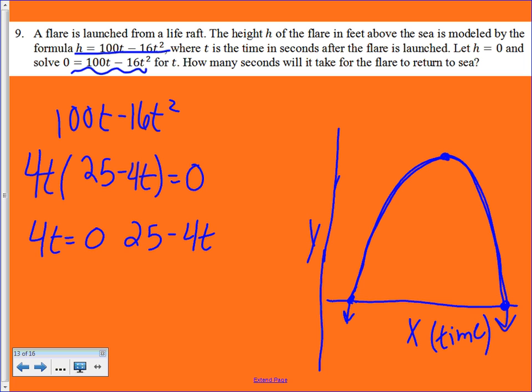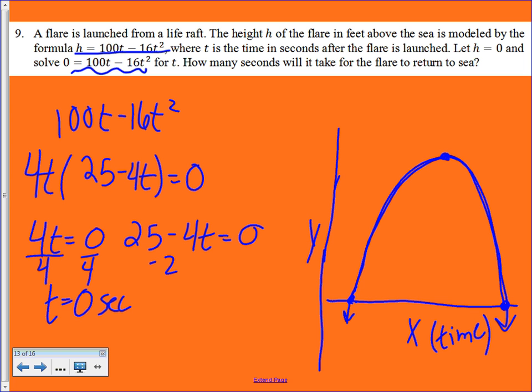Okay, so if you're still confused about how to take out the greatest common factor, again, please come talk to me in class. So, dividing everything by 4 to solve for t, we get t is equal to 0 seconds. First of all, that makes sense. When we first launch the flare, we're starting at the ground. Okay, the ground is a height of 0.